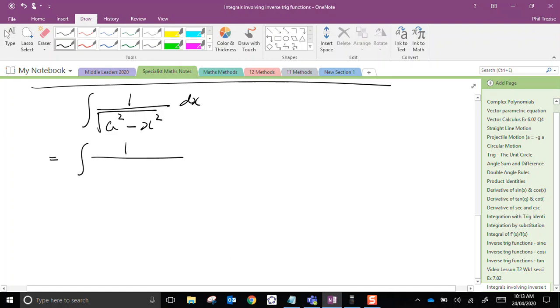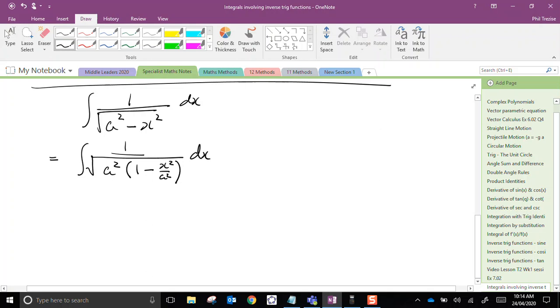I will leave this alone. I will consider this to be a squared outside 1 minus x squared over a squared. Oh no, I forgot my radical sign, didn't I? Let me just embellish this slightly. There's my radical sign, and it's 1 divided by all of that stuff.